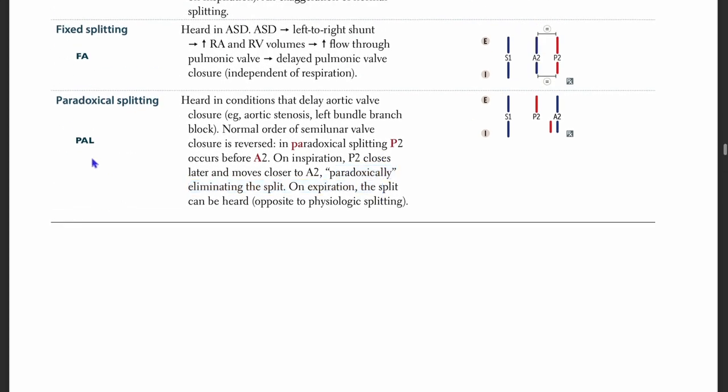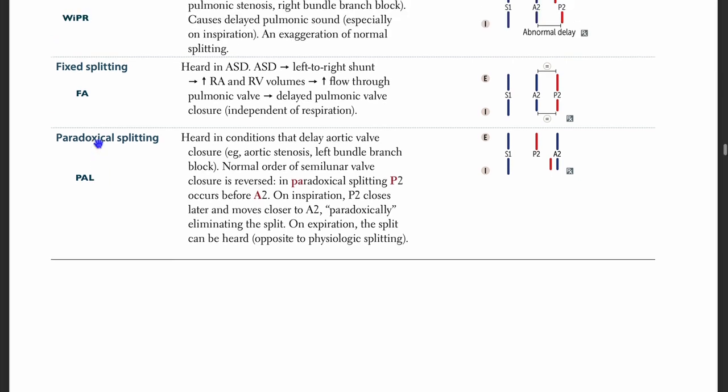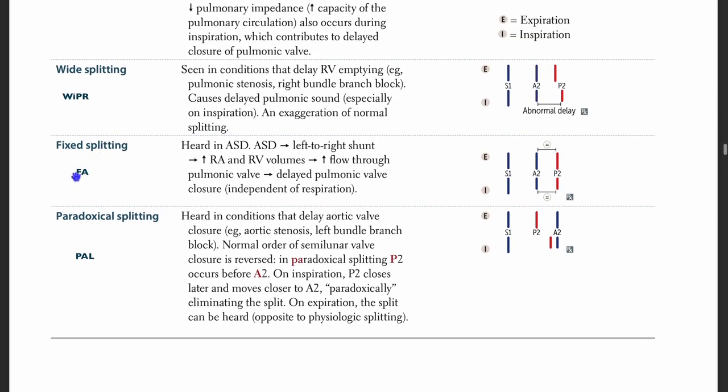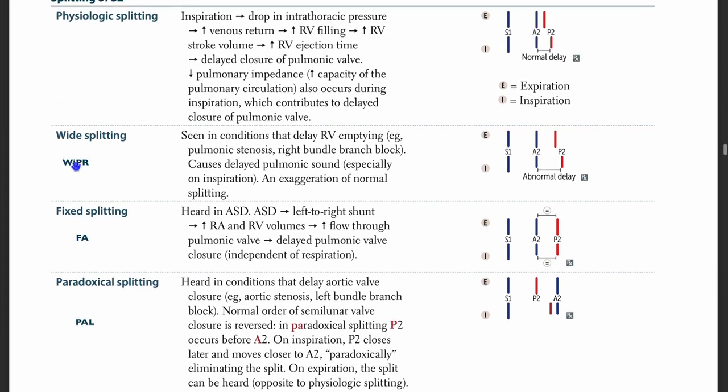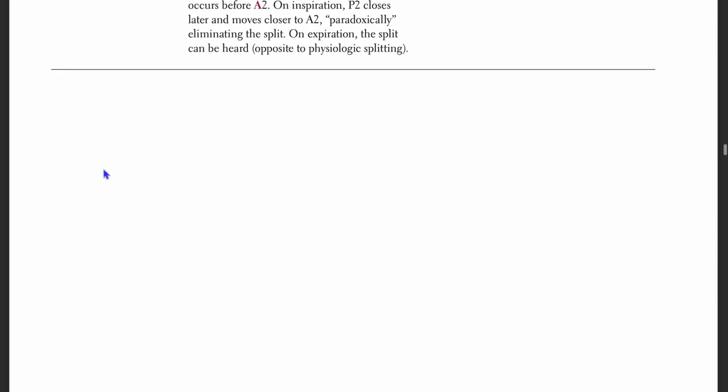So remember, PAL for paradoxical splitting: aortic stenosis and left bundle branch block. FA is for fixed splitting that happens in ASD, and wide splitting happens in WiPeR. So P for pulmonary stenosis and right bundle branch block.